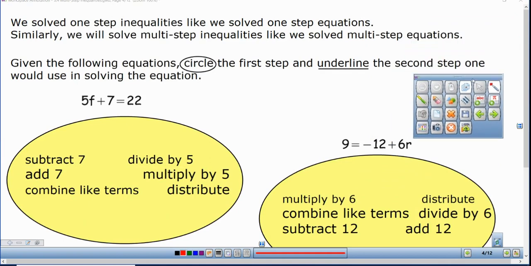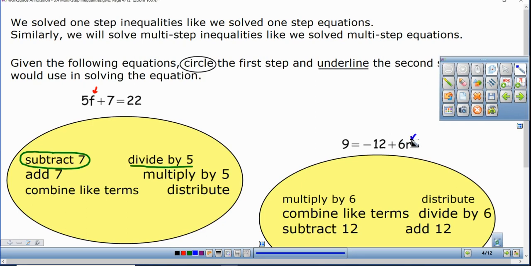So let's talk about equations and how we solve them. I hope that we're able to look at this and just recognize what are 2 steps to getting f by itself. The first would be to get rid of the 7, and that would be done by subtracting 7. And then we would get rid of the 5, and that would be done by dividing by 5. On the next one, we would try to get r by itself. The first step would be get rid of the negative 12. We would do that by adding 12. And then how would I get rid of the 6? I would divide by 6.